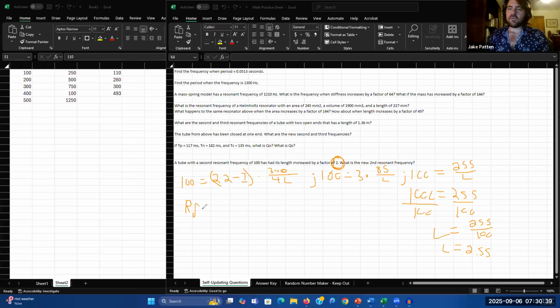So now you're going to do RF equals 3 again. 2 times 2 minus 1 is 3. Multiplied by 340 over 4. And this time we know the L is 5.1. So I'm going to multiply 340 by 3 to get 1020.